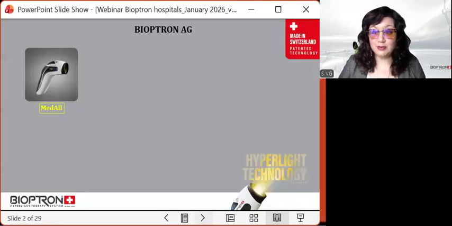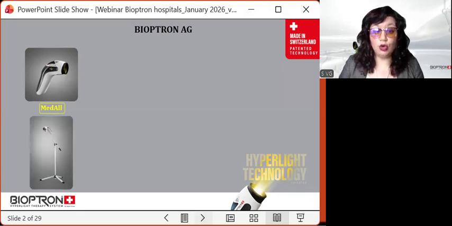As you know, Bioptron devices are a family of 3 devices which have different sizes to adapt to the needs of every patient. The smallest one is Medol. The filter has 5 centimeters of diameter, and it's intended to be used more generally by private customers. Of course, it can be used alone or with the corresponding fluorescent.